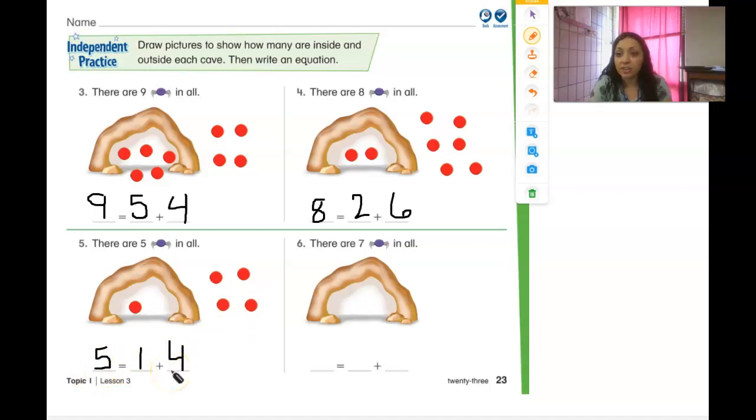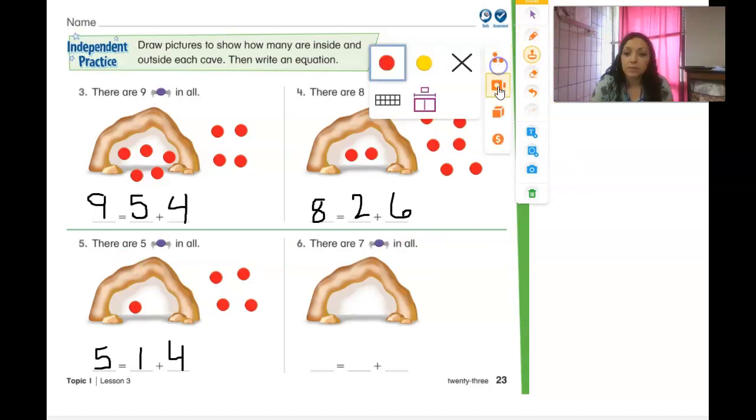Now, could I have thought of different numbers to do? Exactly. I could have moved 1 more inside and it would have been 2 and 3. I could have moved all of them inside and it would have been 5 plus 0. So it is up to you to choose because there's many different ways that we can make our numbers. Okay. All right. So there are 7 spiders in all.